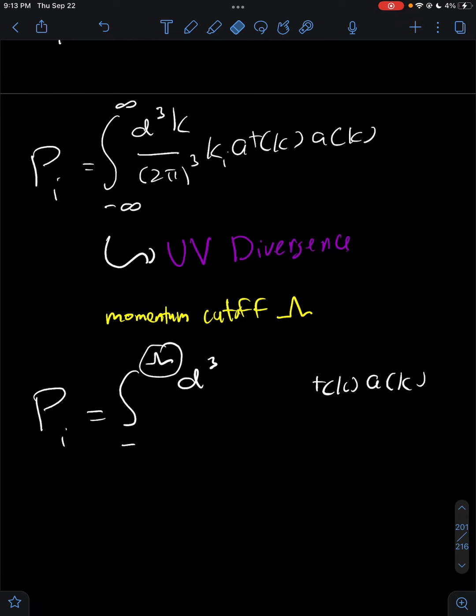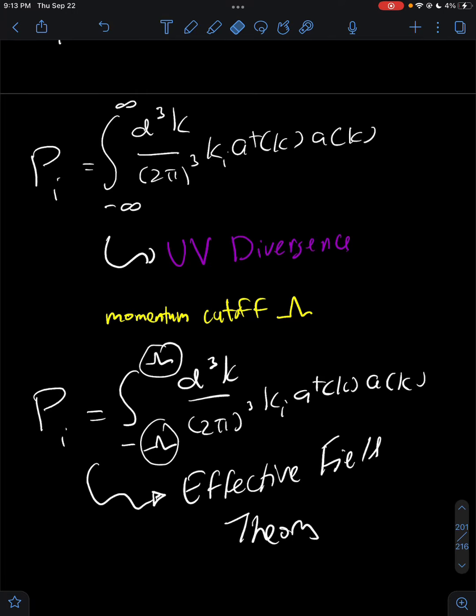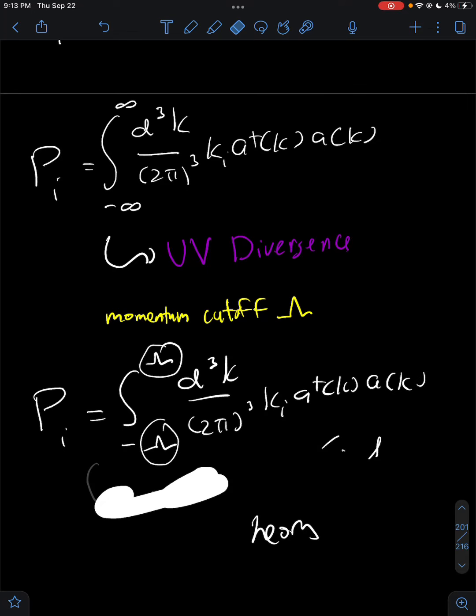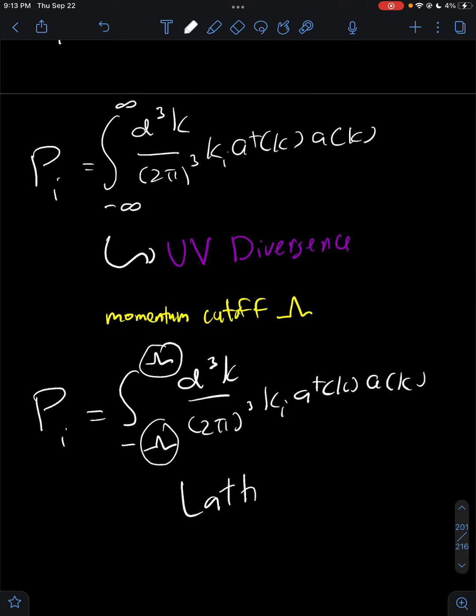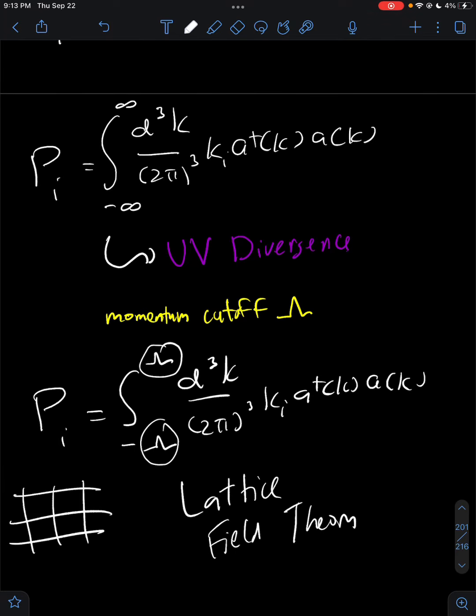The other workaround, let's keep this here. The other workaround is what's called lattice field theory. In lattice field theory, we instead say that space-time is discrete, like on a discrete grid or lattice. So we can only have a certain amount of space-time points. So basically, space-time is no longer continuous, it's now just a grid.